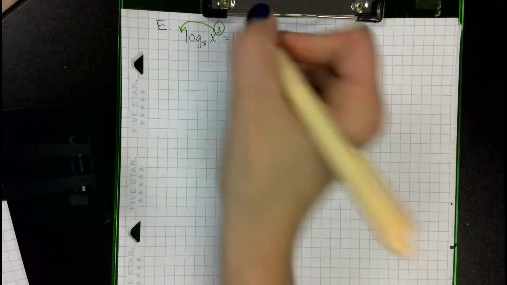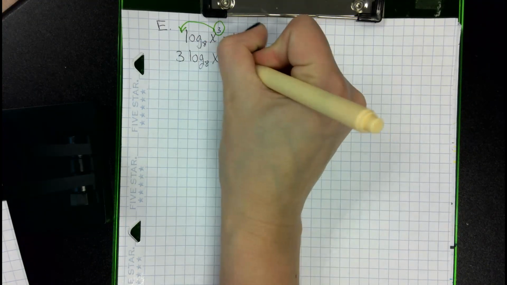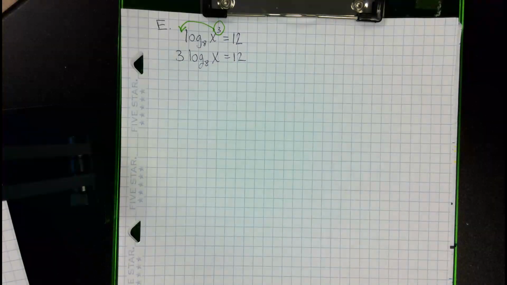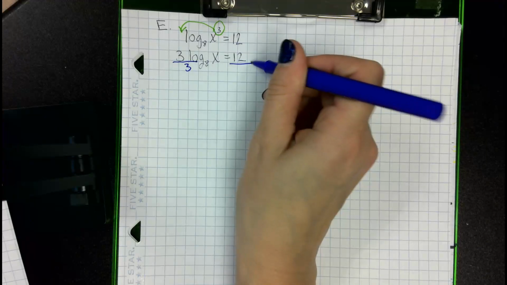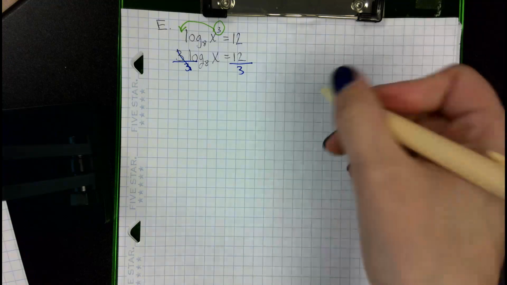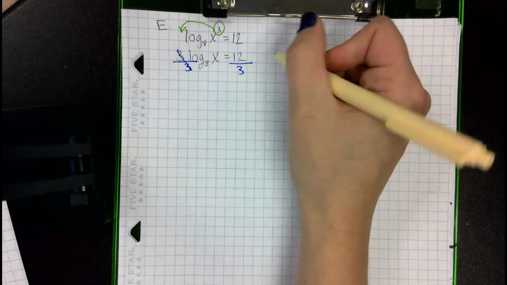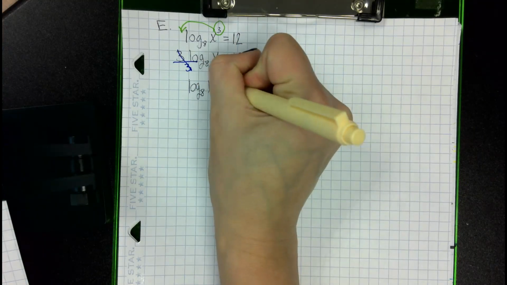So now we have 3 times log base 8 of x equals 12. So if we want to find out the value of x, we can tell we're going to need to write this as an exponent. But before you write it as an exponential, you have to isolate the log. Well, it's 3 times a log, so we need to divide it by 3. Alright, so now we have log base 8 of x equals 4.